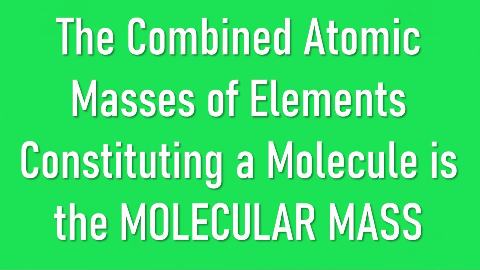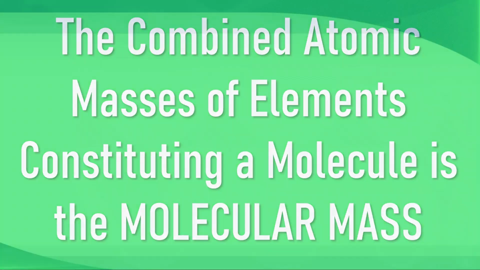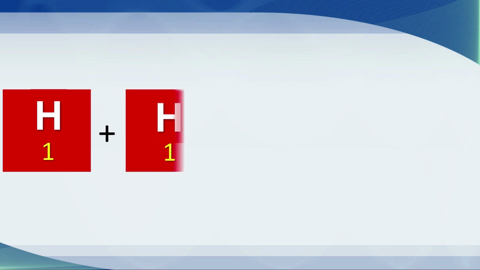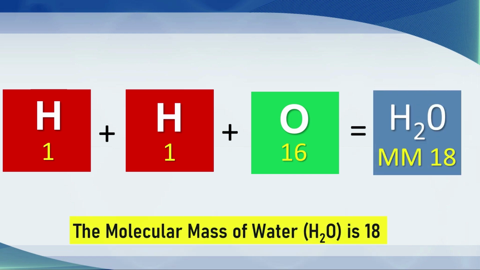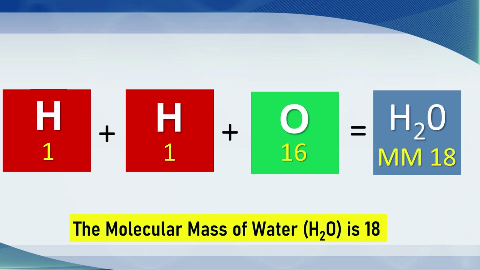The combined atomic masses of elements constituting a molecule is the molecular mass. So let's make some water. If you add two atoms of hydrogen, 1 plus 1, rounding up, plus one atom of oxygen, H2O, you end up with a combined molecular mass of 18. So the molecular mass of water is 18.